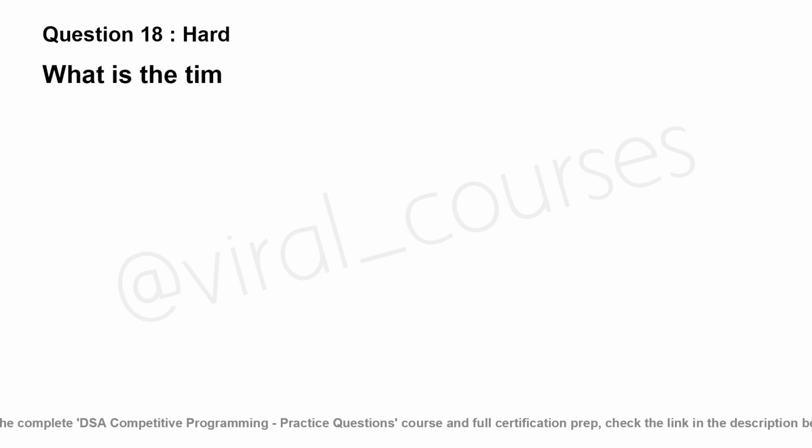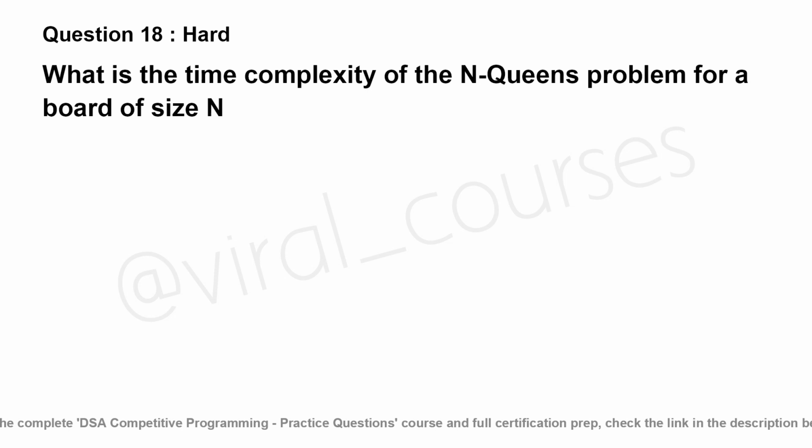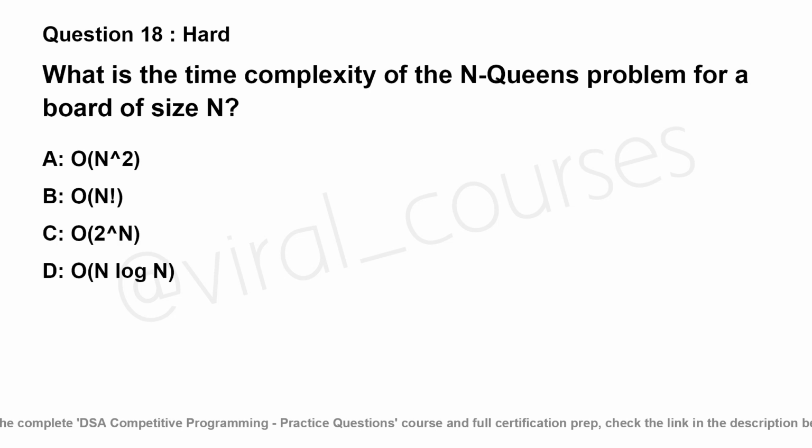What is the time complexity of the n-queens problem for a board of size n? Option A, O(n^2). Option B, O(n!). Option C, O(2^n). Option D, O(n log n).